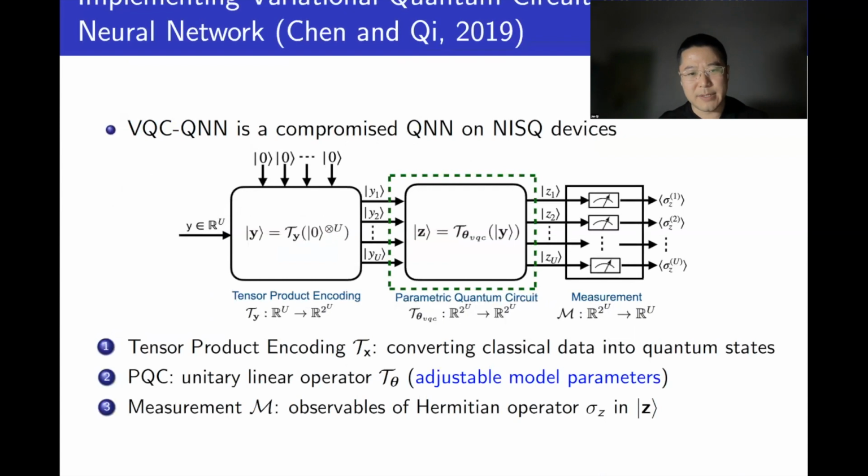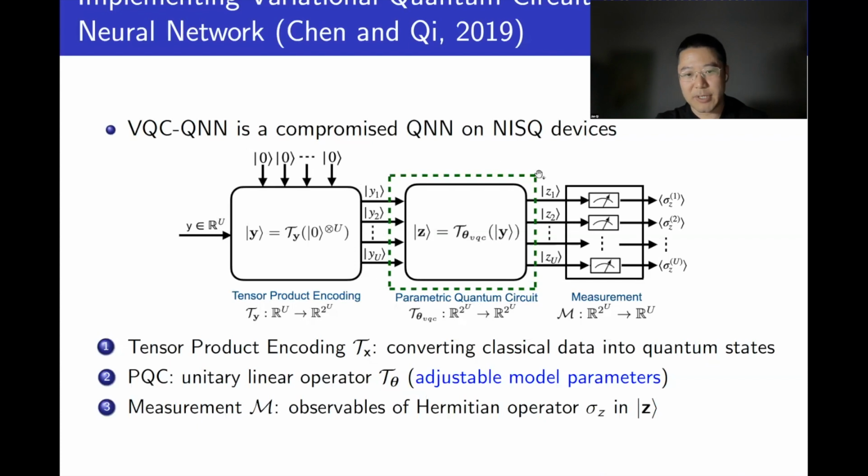Maybe in 2019, we were the first to propose variational quantum circuits for quantum neural networks. Previously, there were many quantum neural network paradigms, but none could really be conducted on real quantum computers. We were the first group to release this variational-based quantum circuit. It consists of about three parts. The first part we call the tensor product encoding. It converts the classical input data into quantum states.